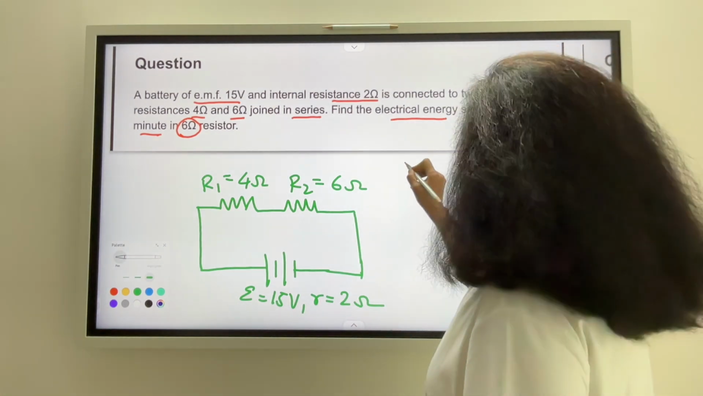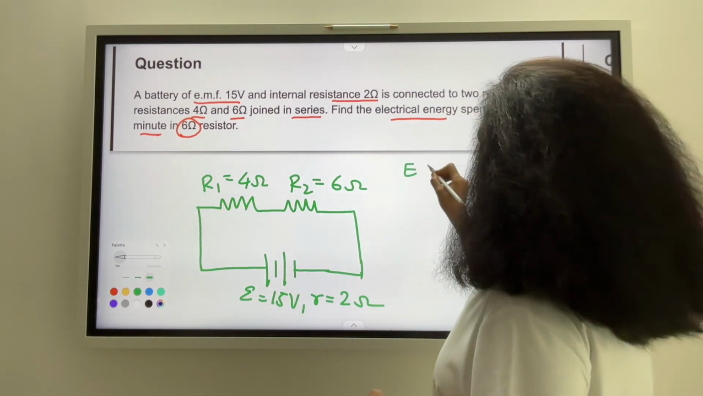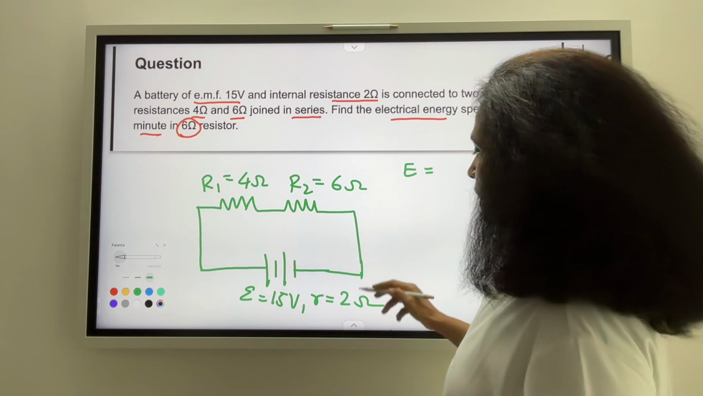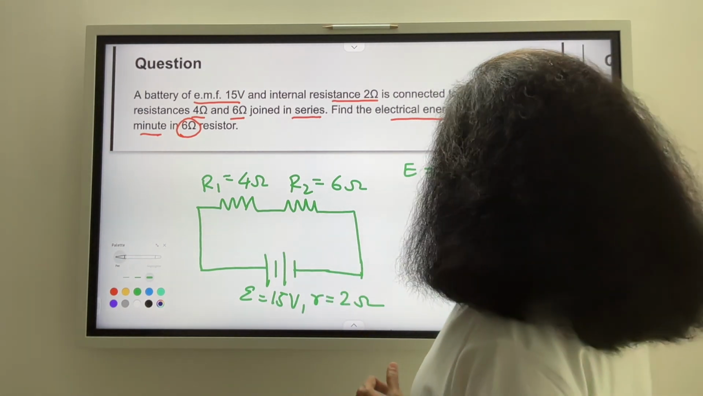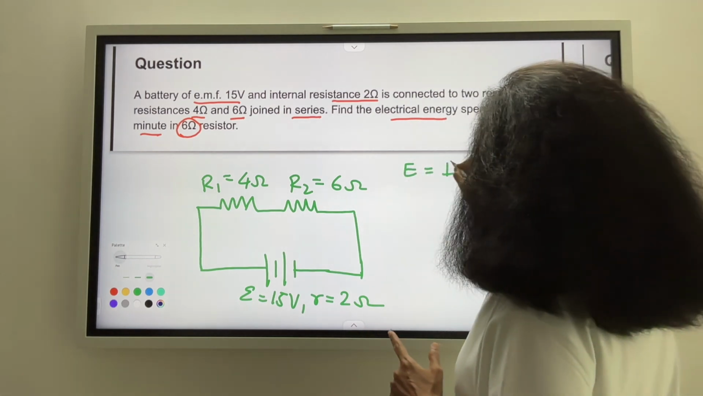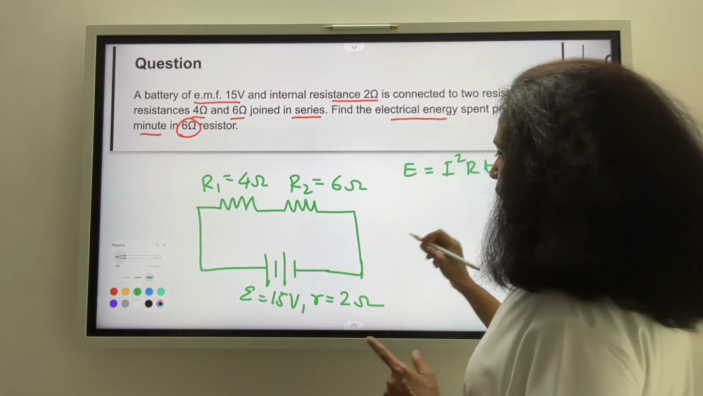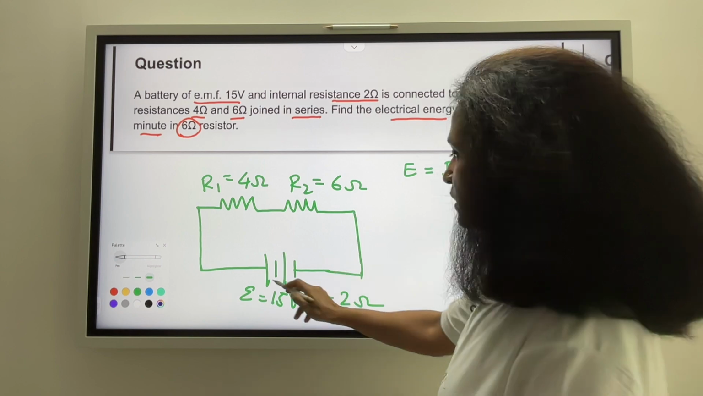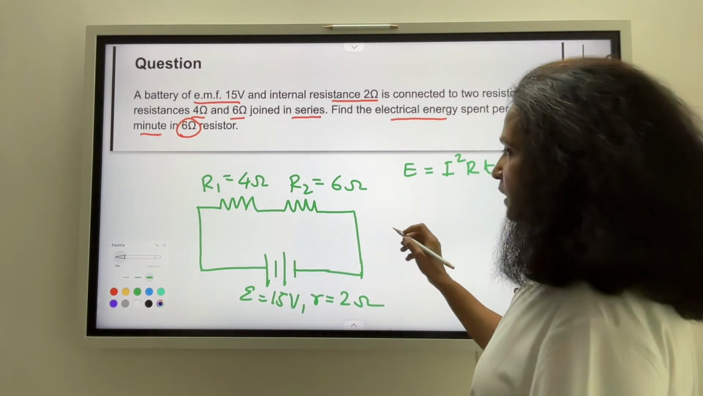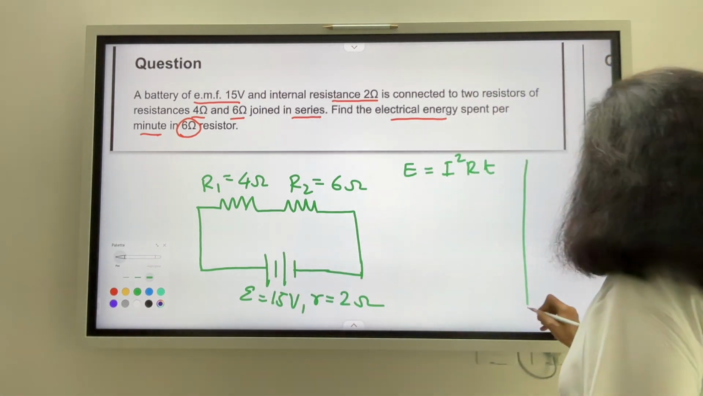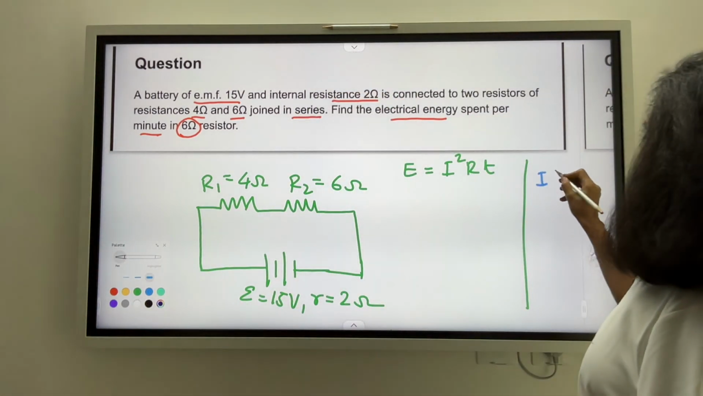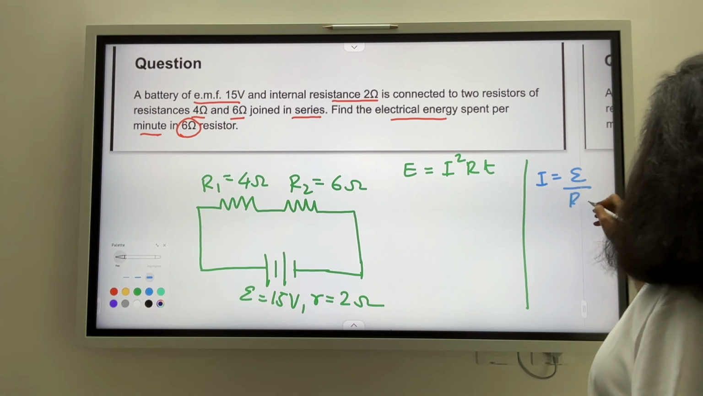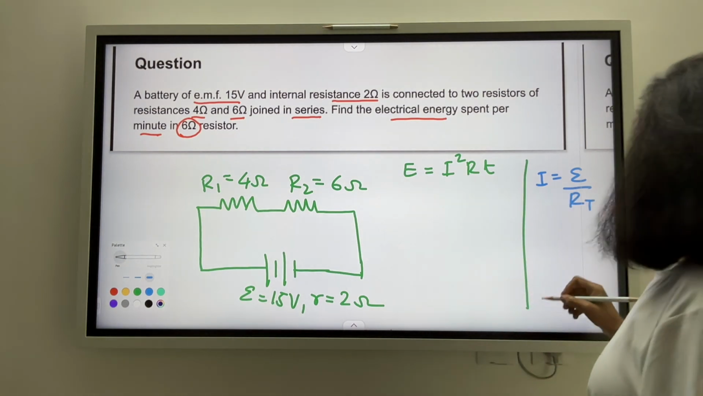Now, what is energy spent? Energy is, I need my current, isn't it? So my energy is I square RT. So how do I find out my current? Using the EMF, I can very well find out my current. So I is equal to EMF by R total resistance. I hope you have not forgotten this.